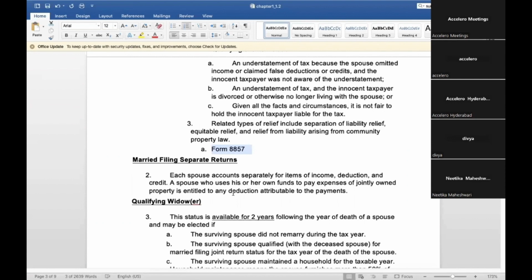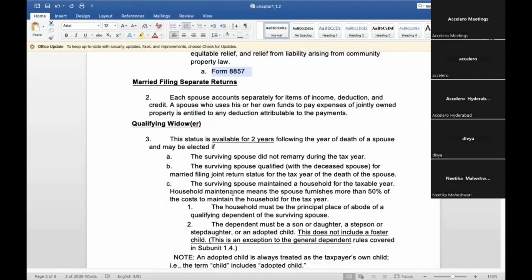Okay, ma'am. Yeah. Okay. Then there's something called married filing separate return. So each one of them will have their own income and expenses to report. They'll file their own separate returns. And if they're having kids, they can see who has the custody of the kids, I mean, if they have a valid court order or who is supporting the kids, and according to that, they can claim dependents.